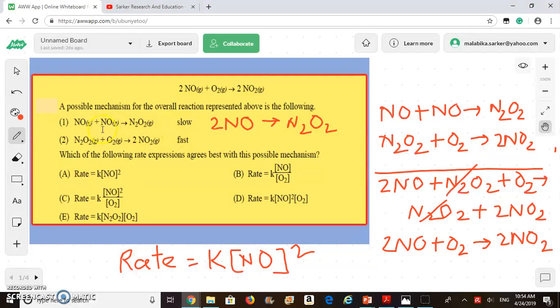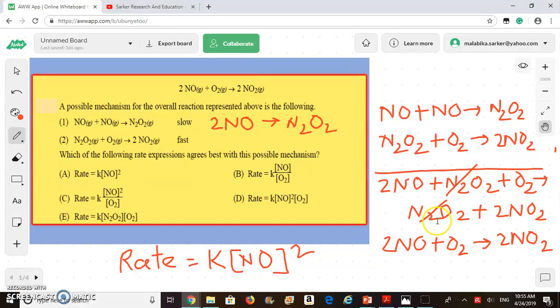Now first let us check quickly whether adding up these elementary reactions gives the overall balanced equation or not. So NO plus NO is N2O2. This is the first reaction. The second reaction is N2O2 plus O2 is 2NO2. Now let us add this up. We add the reactants on the left hand side and the products on the right hand side. So NO plus NO means 2NO. So 2NO plus N2O2 plus O2, all on the left hand side. And what's on the right hand side? We have N2O2 and 2NO2.